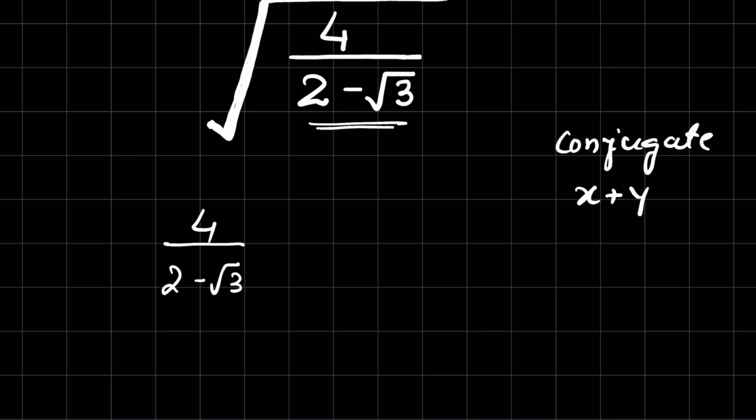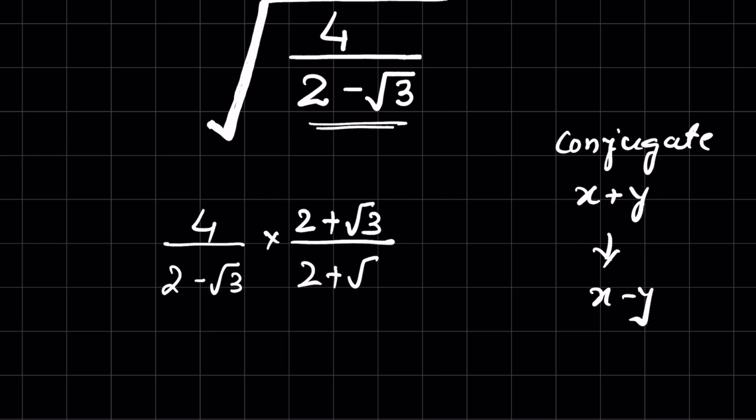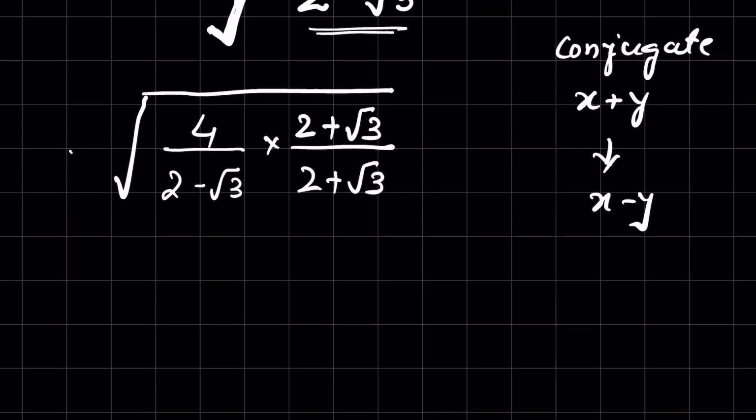Conjugate of x plus y will be x minus y. So conjugate of 2 minus square root of 3 will be 2 plus square root of 3. So we multiply and divide it by the conjugate of the denominator. Keep it under square root.